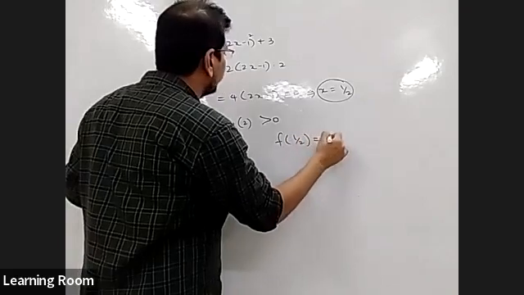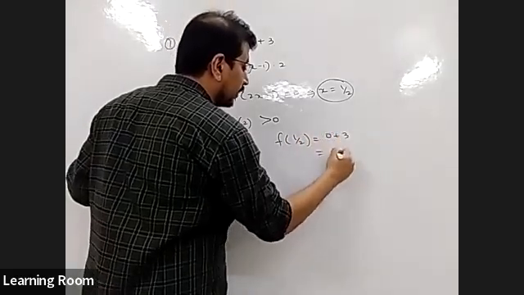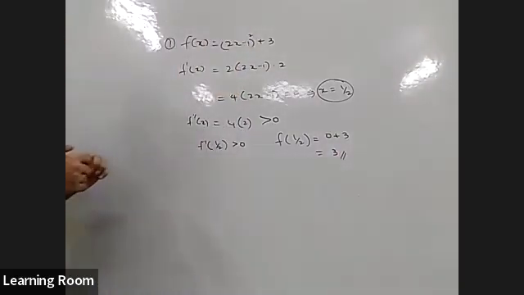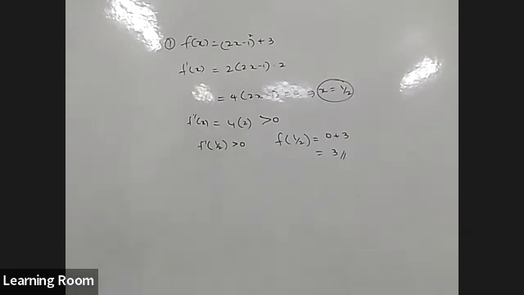So what is the least value? F of half is 0 plus 3. Is that clear? So there is no maximum value.